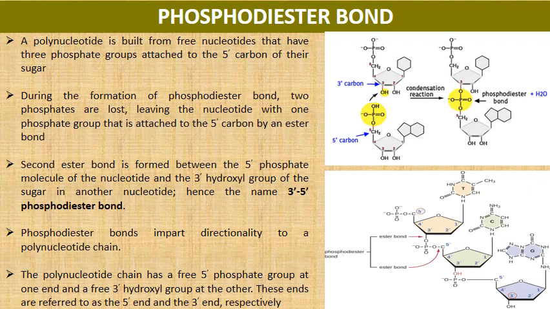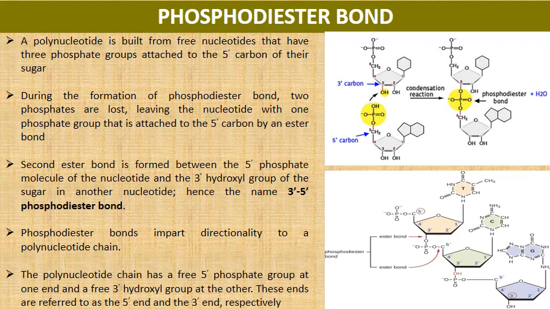Inside the cell, a polynucleotide is built from free nucleotides that have 3 phosphate groups attached to the 5' carbon of their sugar. These nucleotides are thus called nucleotide triphosphates. During the formation of phosphodiester bonds, 2 phosphates are lost, leaving the nucleotide with 1 phosphate group that is attached to the 5' carbon by an ester bond.